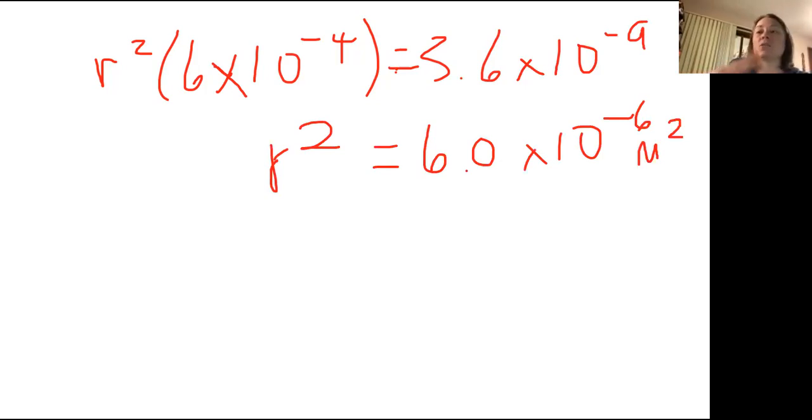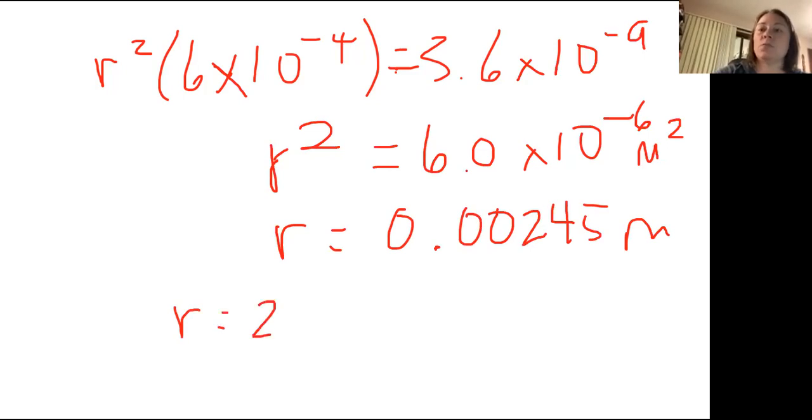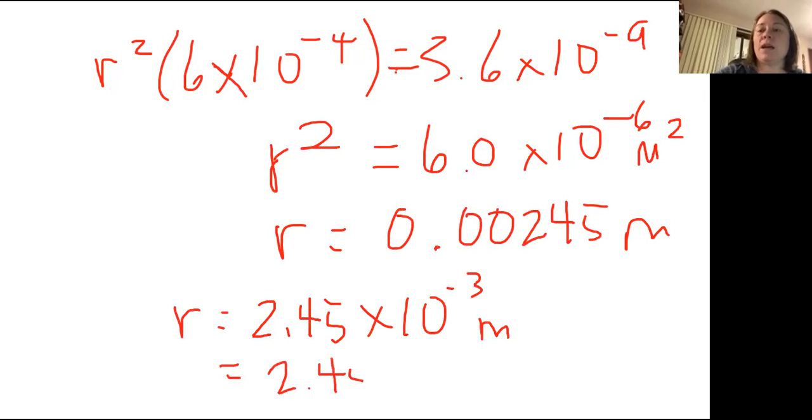So then clearly I'm just going to take the square root of both sides. R is going to equal, without scientific notation, 0.00245 meters, or in scientific notation, R is going to equal 2.45 times 10 to the negative third meter. And 10 to the negative third is the same as saying 2.45 millimeters. And that's that problem worked out. Hope that helped.